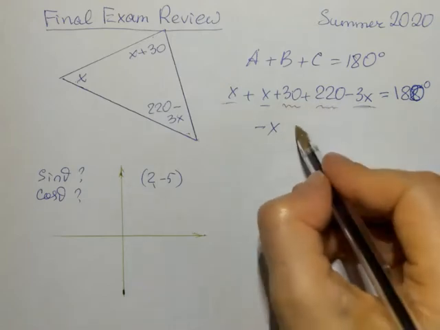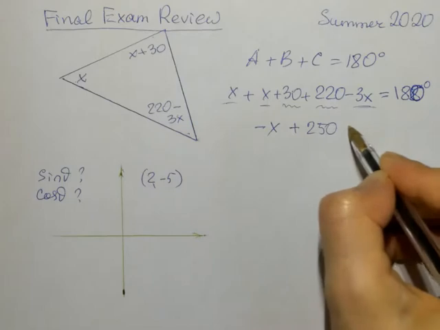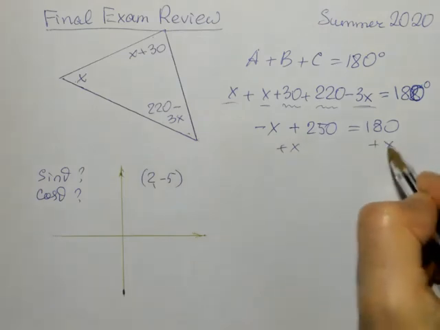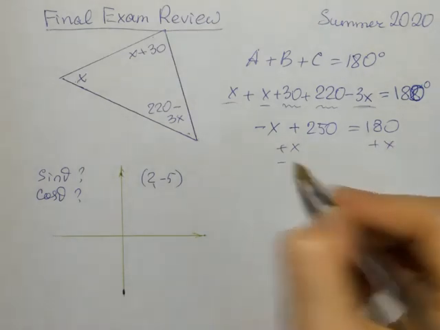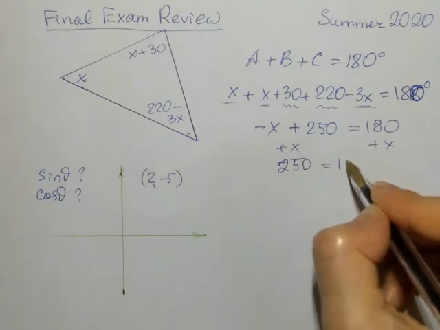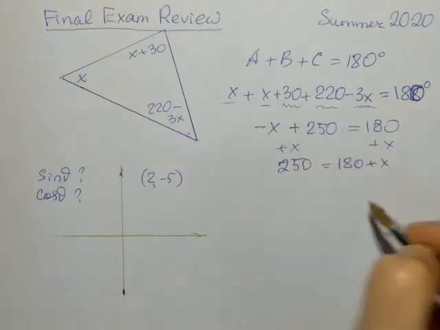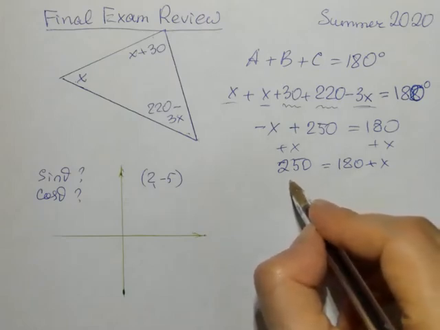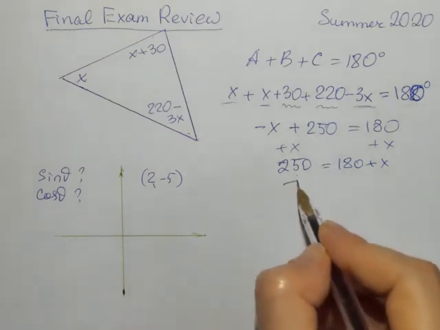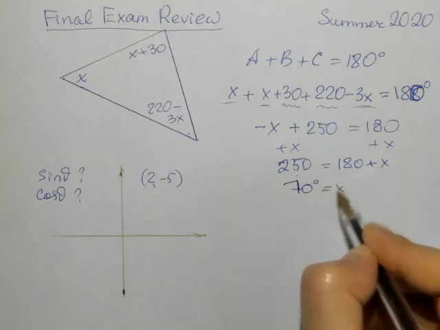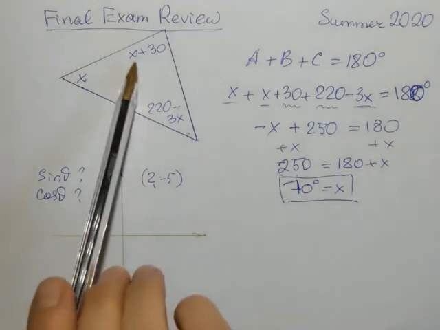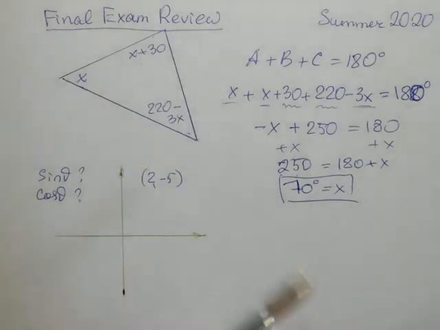220 and 30 together will be plus 250 equals 180. And we can add x to the left and to the right and subtract 180. Let us do it step by step. 250 equals 180 plus x and subtract 180. 250 minus 180 will be 70 degrees. X equals 70 degrees. So you can find two other angles substituting 70 for x.